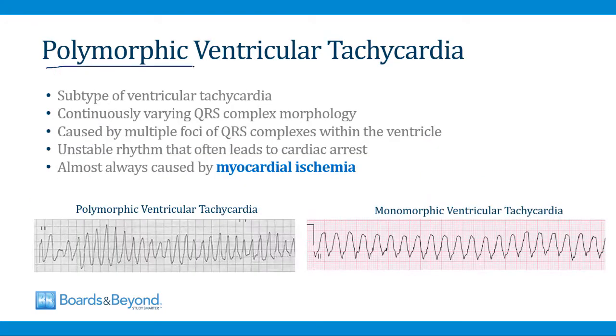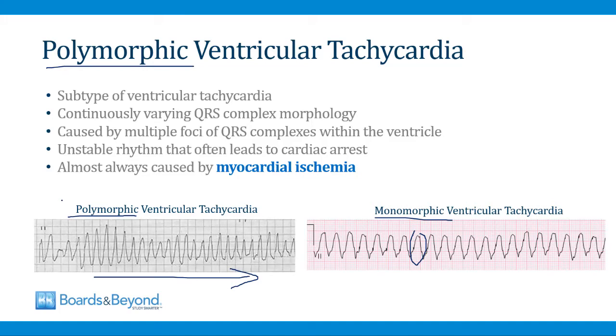Polymorphic ventricular tachycardia is a subtype of ventricular tachycardia where the QRS complex morphology varies over time. If you look at the bottom right side of the screen, this is an example of monomorphic ventricular tachycardia. You can see that all the QRS complexes have the same shape. On the left side of the screen is an example of polymorphic ventricular tachycardia. You can see that the QRS complexes change over time.